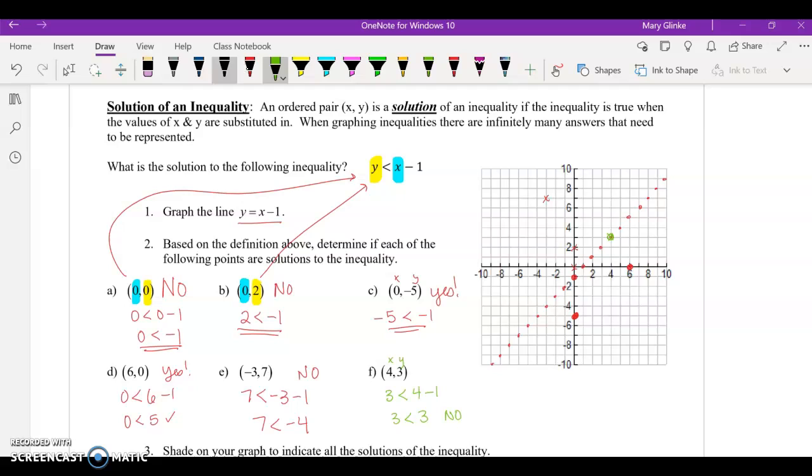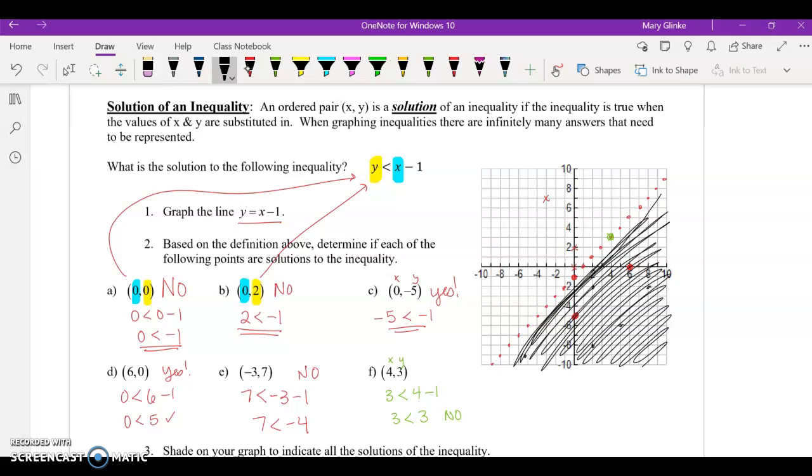So what's happening here is everything that is underneath this line here, you can test any one of these points. If you want to pick a random point down here, as long as it's in this bottom half of this region, any point down here is going to make our inequality true. So this down here would be your solution.